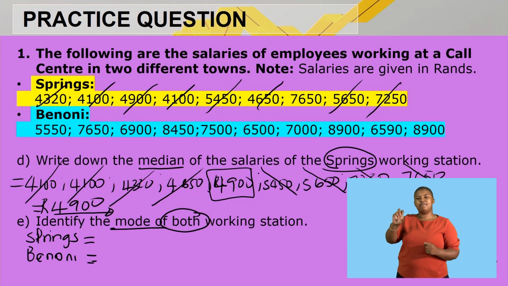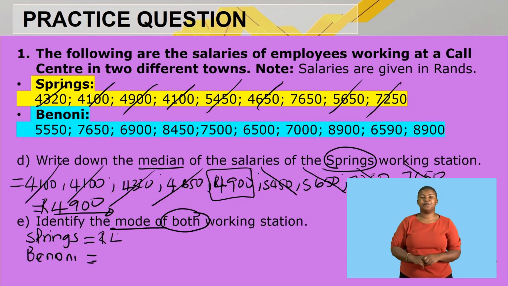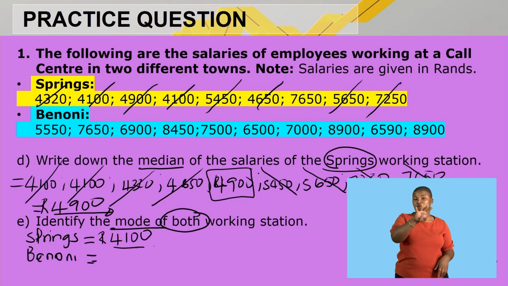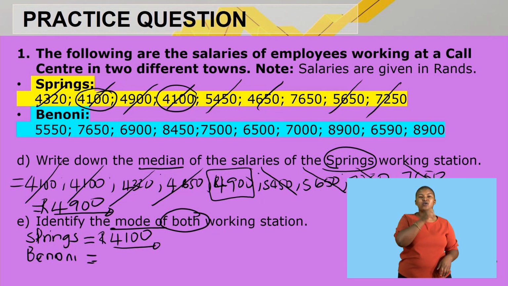Now let us go and look at the data set at Springs. We are looking for the mode, the number that appears the most or keeps on repeating itself. At Springs, we can see that our mode is 4,100 because it appears twice on our data set, and there's no other value that appears twice or 3 times in the data set of Springs.